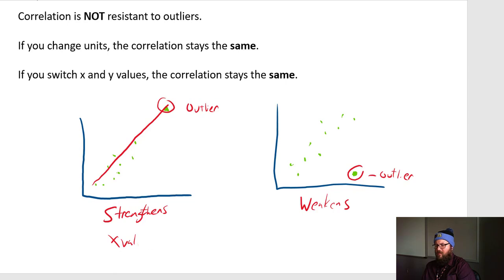So even if you change your x and your y, let me use a different color without confusing anybody. So let's say you have your x values, your y values. If you were to swap these guys, your correlation would not change either. It would stay the same.